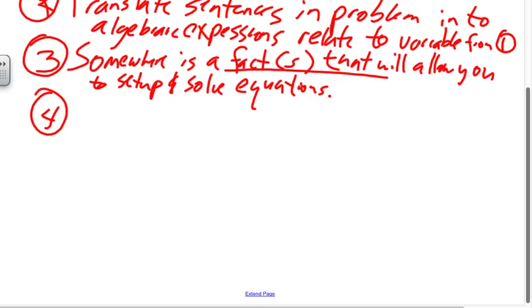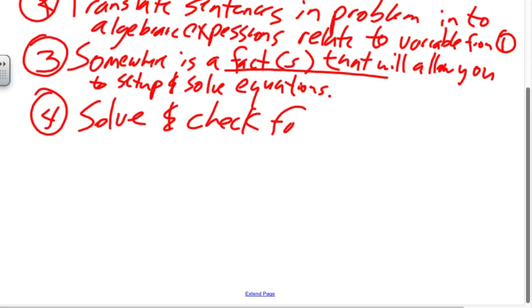So step 4, obviously, solve and check for reasonableness. In other words, make sure that your answer is more or less reasonable. You're solving for the age of someone and you end up with negative 320 years, you probably made a mistake somewhere.